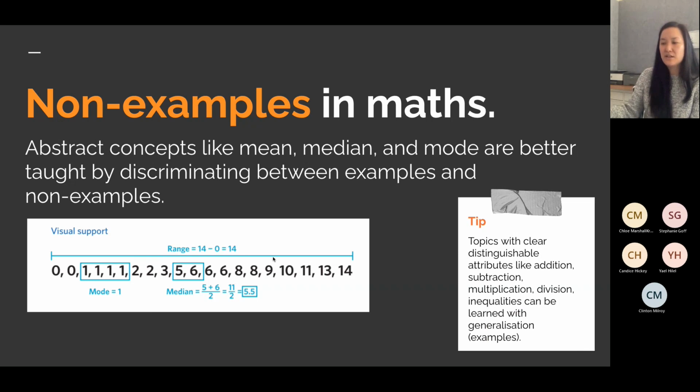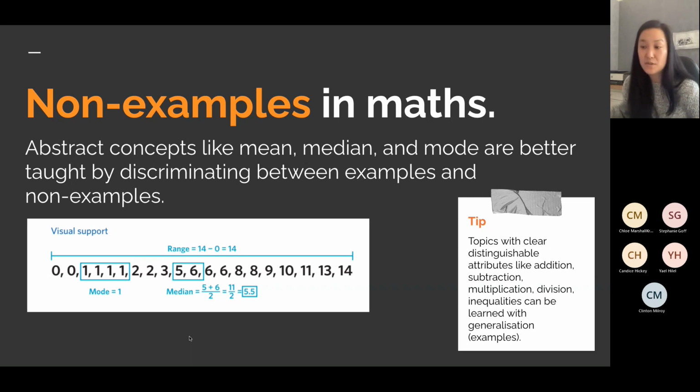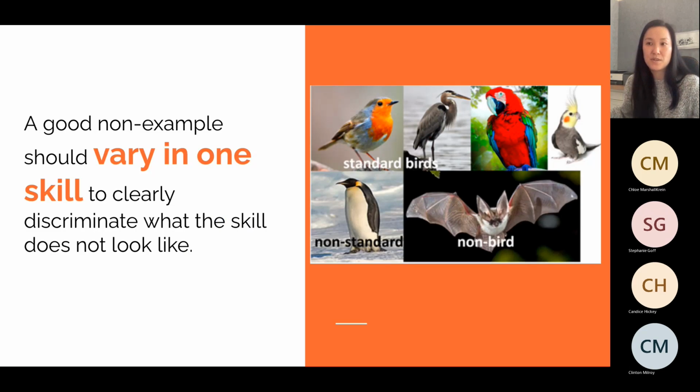So here's another example of where you could show where something is not and where something is. This is what we were talking about, misconceptions that students have. A lot of the time students assume that the mean and median are always the same value. And here's an example of where they would make the mistake. By showing students what the example actually is, but also what the mistake is, that helps them with understanding the boundary conditions of that concept.